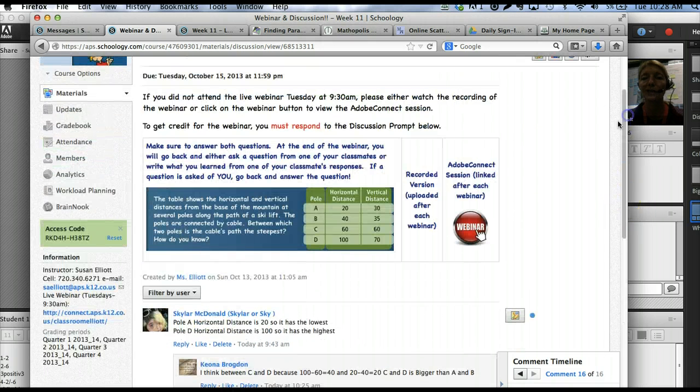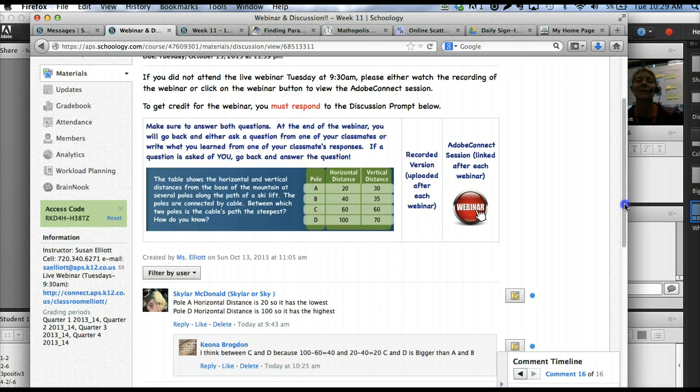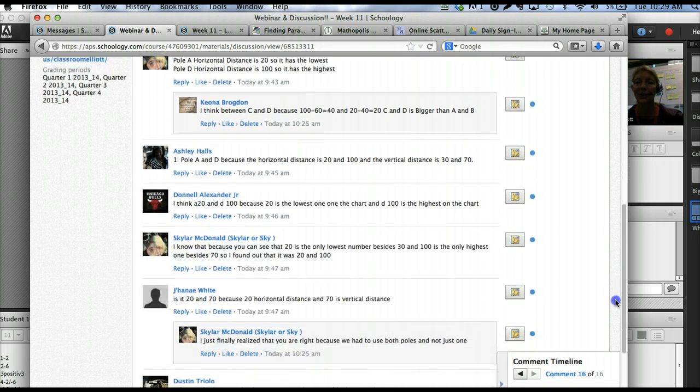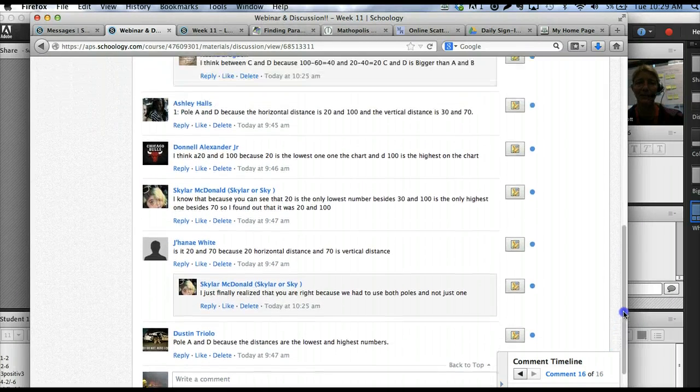But what I want to see is what this is asking, right? It says, between which two poles is the cable's path the steepest, and how do you know? So your answer should be, for example, I think between poles A and B, and that's because, or whatever. Or I think it's between B and C because whatever. Or I think it's between C and D because whatever. So I need for you guys to go back in and say between which two poles and why. Okay, so that is your takeaway assignment from this. But I don't want to keep you on here, but that's what I want to see.